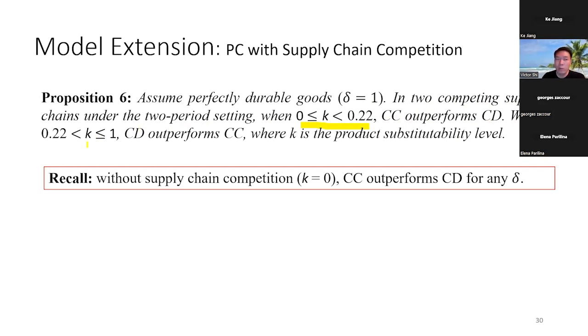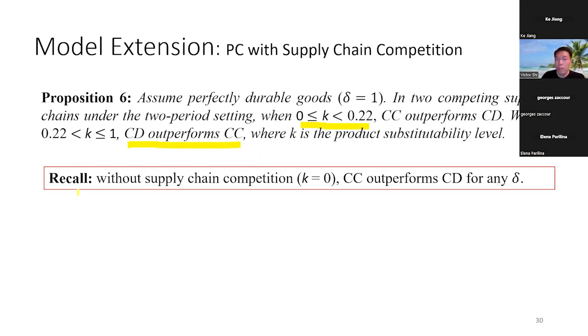When K is between 0.22 and 1, complete decentralization is better. So here again, in this proposition, we limit ourselves to the two choices, complete centralization and complete decentralization. Which one is better really depends on K, right?